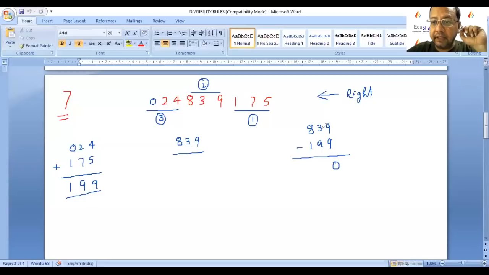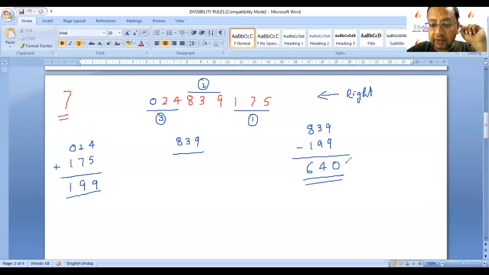Now this is 13. 13 minus 9, right? 13 minus 9 is 4, and this is 7. 7 minus 1 is 6. Right? So this difference I am getting now as 640. Now check if this difference is divisible by 7 or not, right? So this difference is 640 and this difference I can say is not divisible by 7.